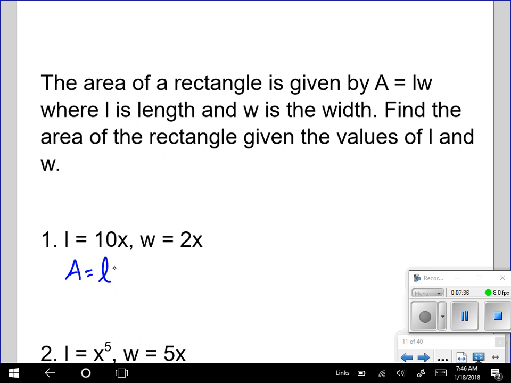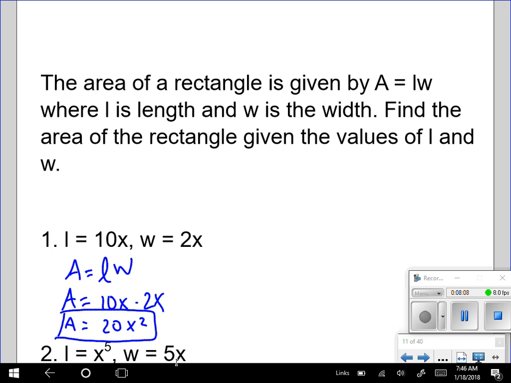So we're going to go area equals length times width, and then we're going to work with what they give us. So we want to find the area based on L equaling 10x, so I'm going to plug that in, times W equaling 2x. So you can see how this would work, because now we're multiplying powers. Product of powers, so 10 times 2 is 20. X to the first times x to the first is x to the second. So there's our answer.